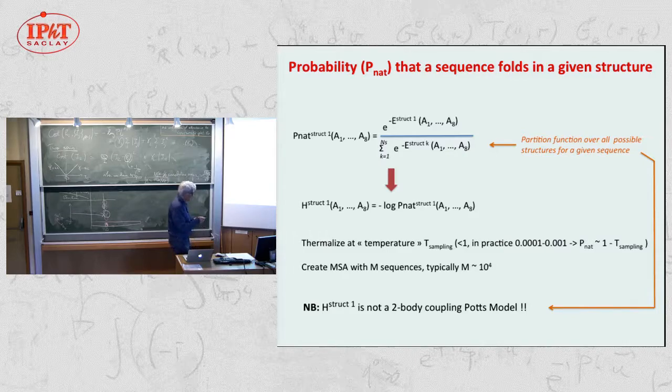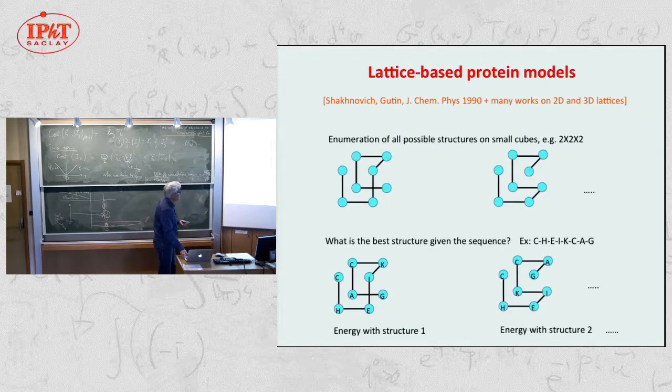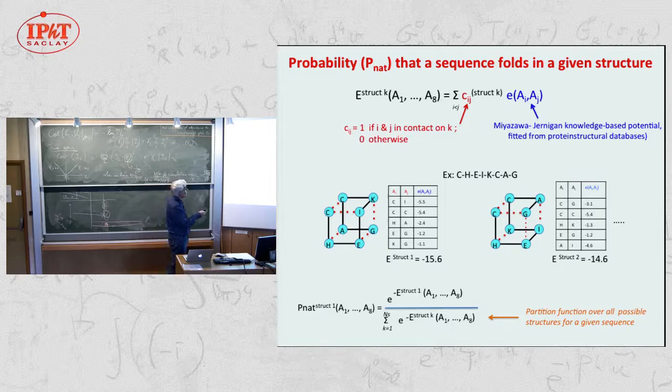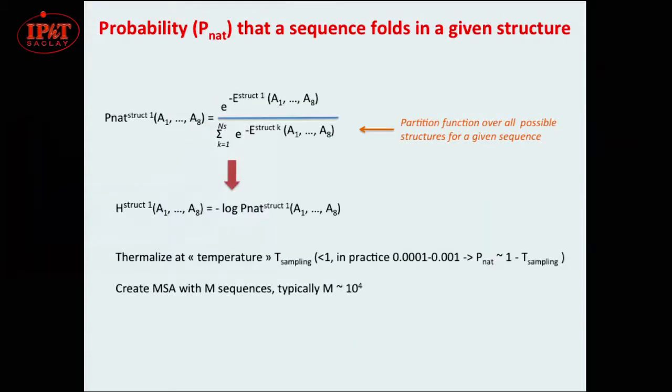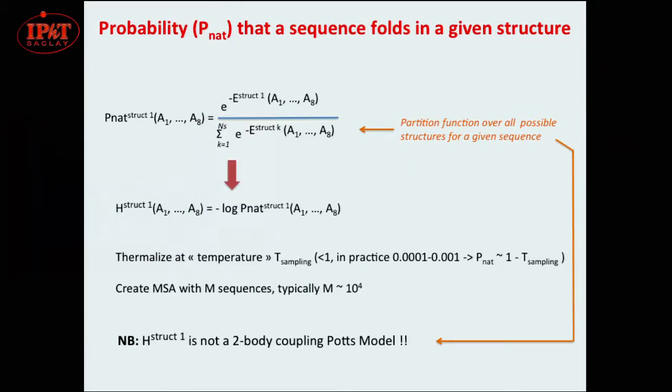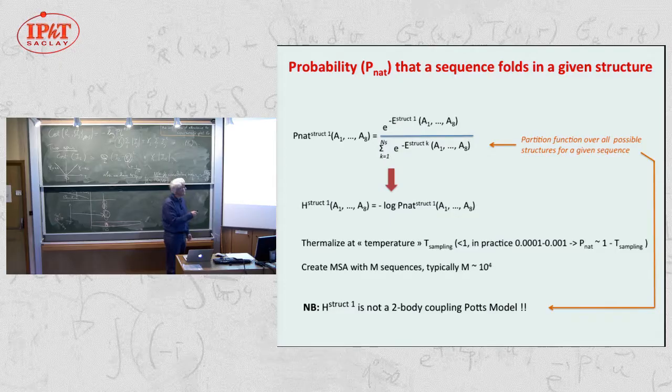One important thing is that the energy for a given sequence and structure is a sum of pairwise terms. But the effective energy from which we sample here is not a sum of pairwise terms, because the different structures are competing together. So this denominator here has higher order terms. It's an important thing. That means that the true model, which is given by this Hamiltonian here, is not a two-body coupling Potts model. It's something more complicated.